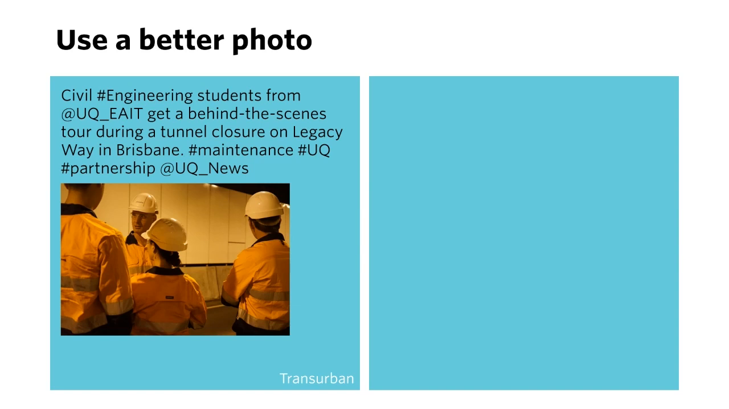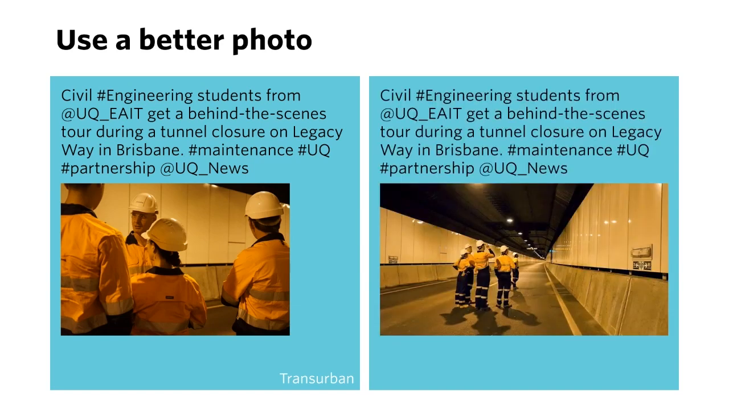Yeah, the photo is pretty generic, isn't it? Can you tell they're in a tunnel? You see the backs of people, you see the face of one person. The photo we went with was this one. We actually got a bunch of photos and we had to pick which one worked best. And this one actually shows you the tunnel. It shows you what people are doing.